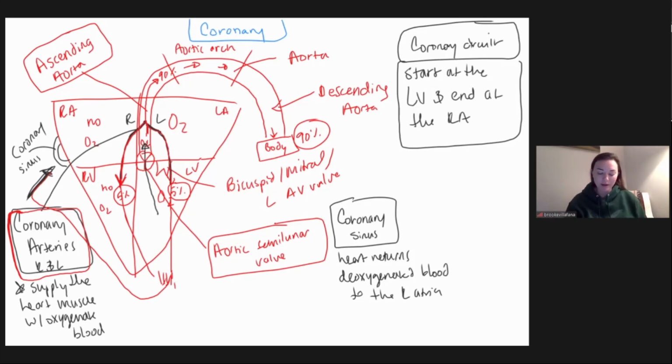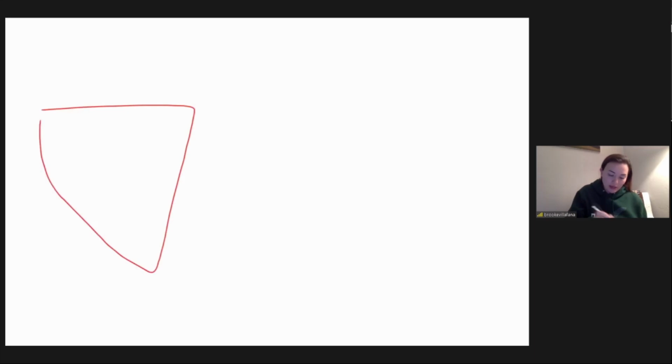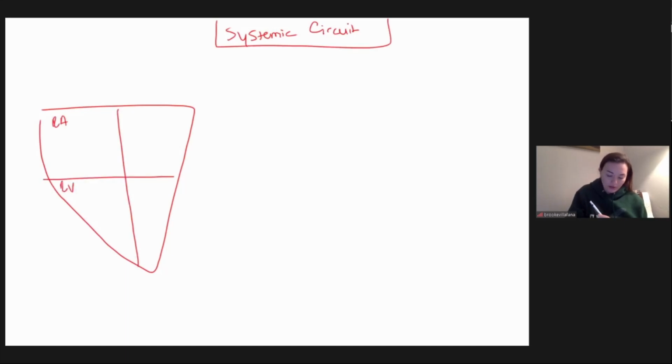So let's talk about the systemic circuit next, and we'll talk about the aorta a little more. All right, so for the systemic circuit, we're pumping blood to the body now. So right atria, right ventricle, left atria, left ventricle. We know that this side has no oxygen. So we're not going to be talking about that at all with the systemic circuit. We're beginning on the left side.